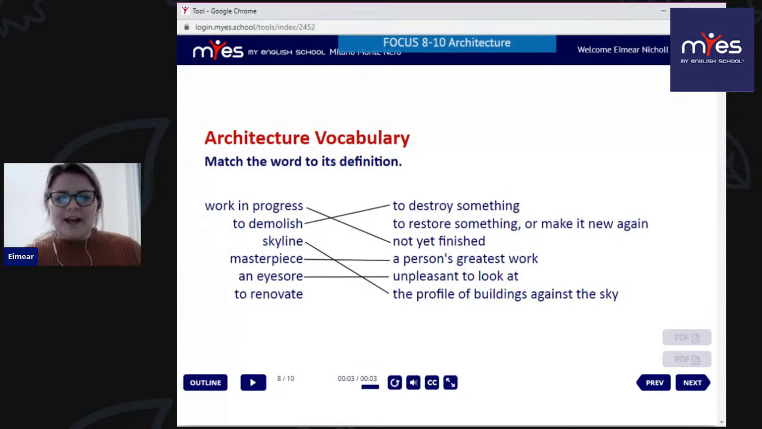So in Dublin, we have a very famous eyesore, which is, I think it's called Liberty Hall, which is a theatre, which was built in the 70s at some point. But it's very ugly and a famous eyesore in Dublin. Lastly, to renovate is to restore something or make it new again. Okay. So some lovely new words there.